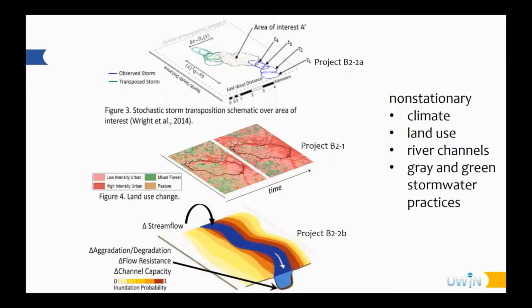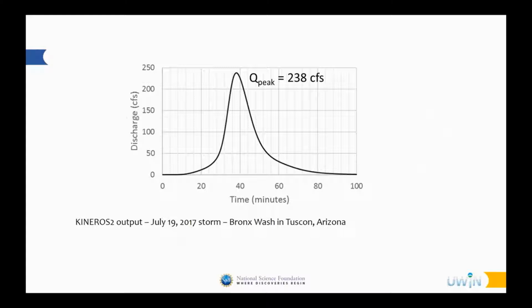So again, just to reiterate, we're trying to crack into this difficult problem of non-stationarity in climate, land use, and river channels at the same time, while exploring stormwater practices and how all of those interactions work across our study regions.